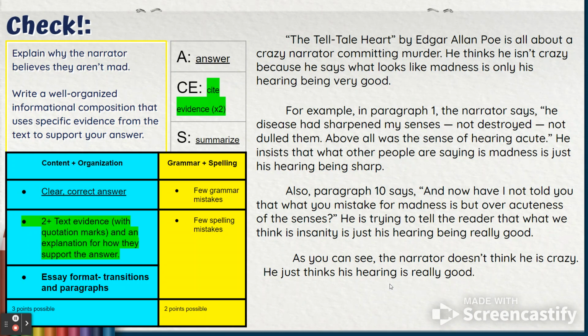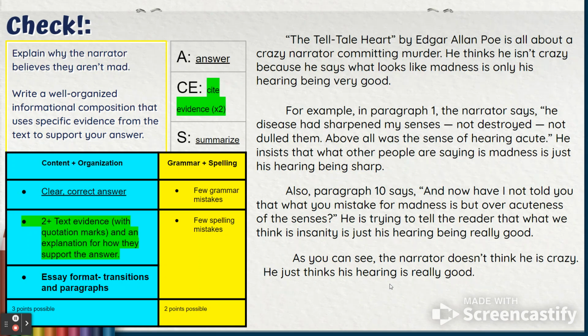The Telltale Heart by Edgar Allan Poe is all about a crazy narrator committing murder. He thinks he isn't crazy because he says what looks like madness is only his hearing being very good. For example, in paragraph 1, the narrator says, "The disease had sharpened my senses, not destroyed, not dulled them. Above all was the sense of hearing acute." Quote, he insists that what other people are saying is madness is just his hearing being sharp.